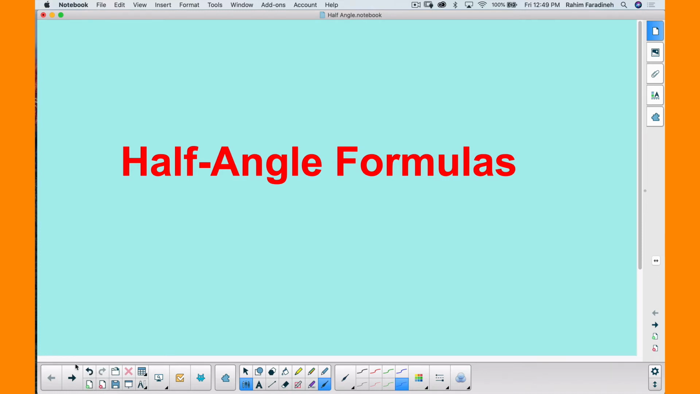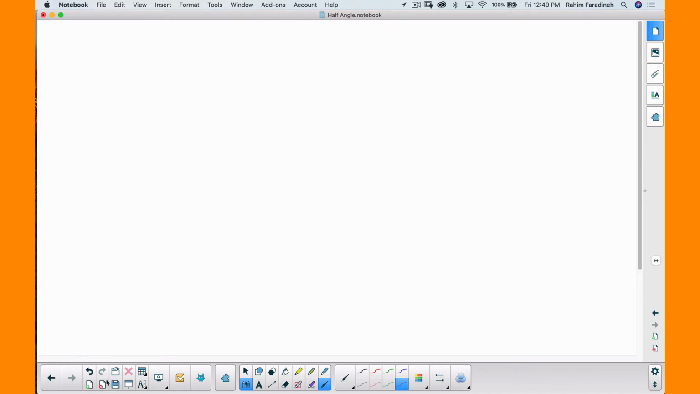In the previous lectures, we talked about double angle formulas. Now we're going to take a look at half angle formulas. We learned that cosine of 2x was cosine squared x minus sine squared x. But there were two other versions of this.